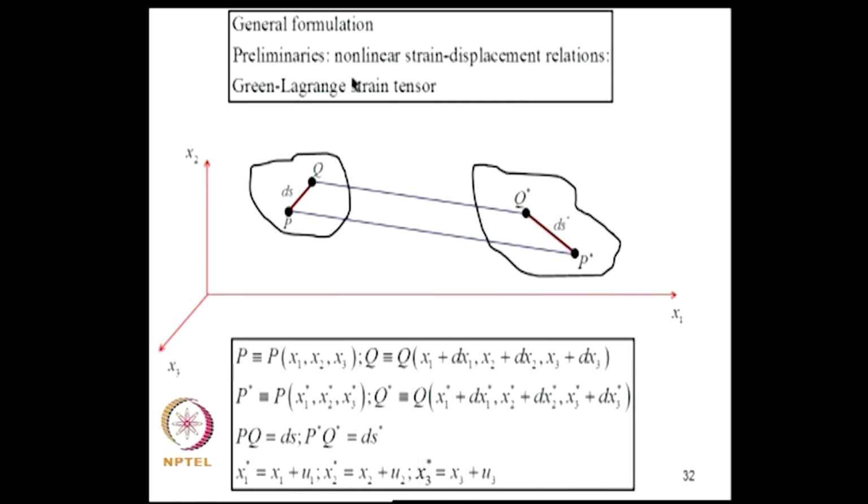As you have seen, it is important to include nonlinear strain displacement relations in our formulations for stability analysis. So, to be able to do that in a systematic manner, we will quickly review the notion of the Green-Lagrange strain tensor.